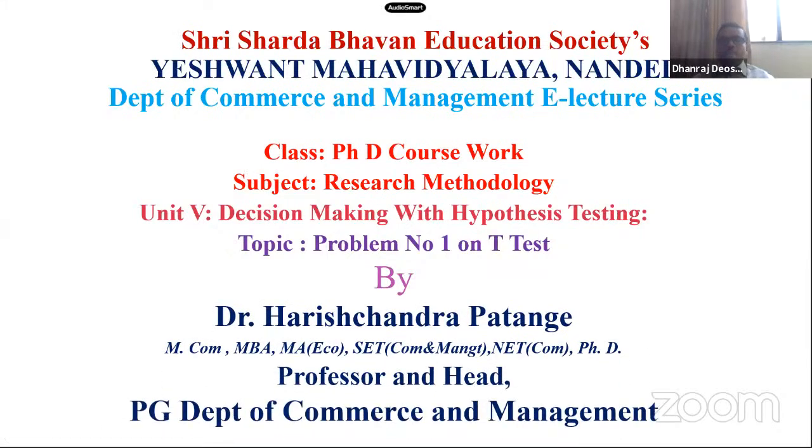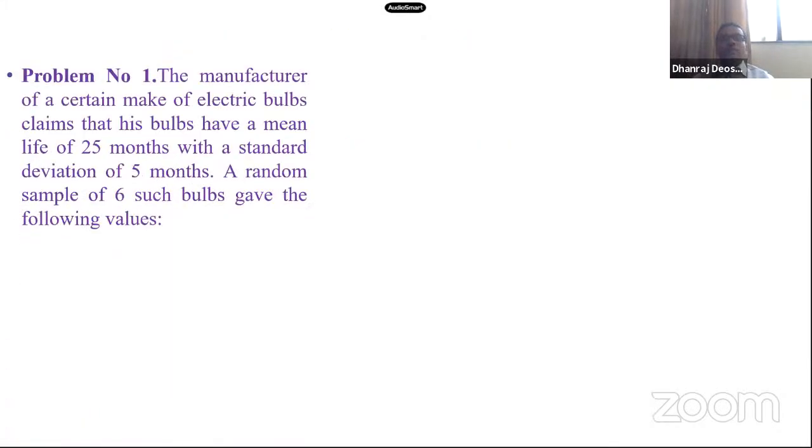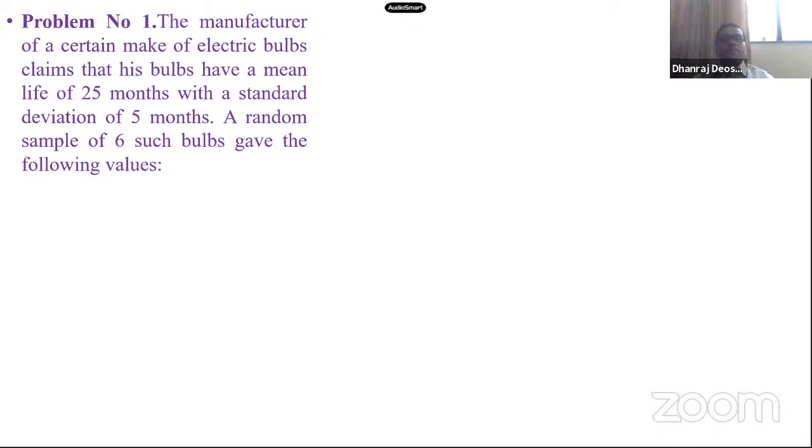Problem number 1 on t-test. The manufacturer of a certain make of electric bulbs claims that his bulbs have a mean life of 25 months with a standard deviation of 5 months. A random sample of 6 such bulbs gives the following values.